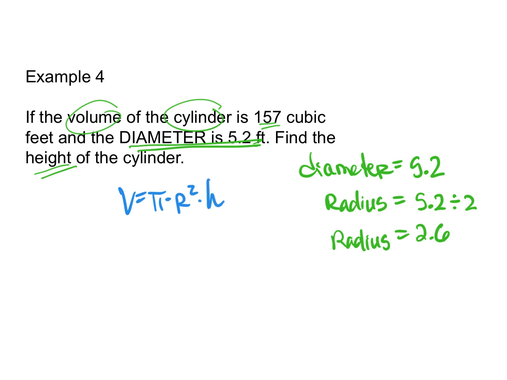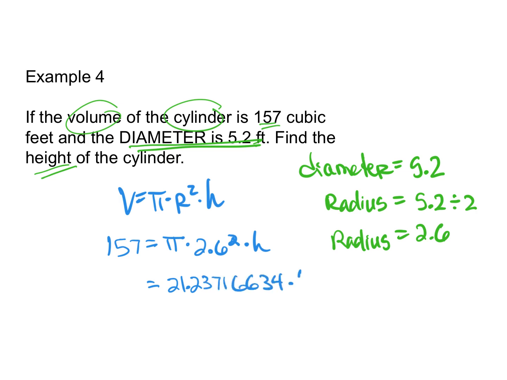So again, our formula is pi times radius squared times height. Our volume is 157. We have our pi. Our radius is 2.6 squared, times height. So grab a calculator. Let's do pi times 2.6 caret 2. And that's going to be 21.2371664 times height, and still the 157. We want to get height by itself because it's multiplying here. We are going to divide.